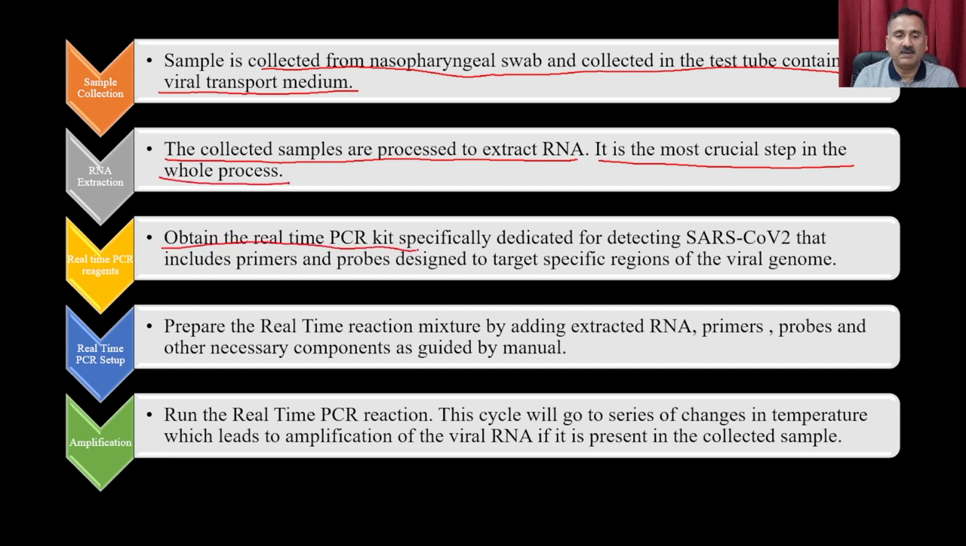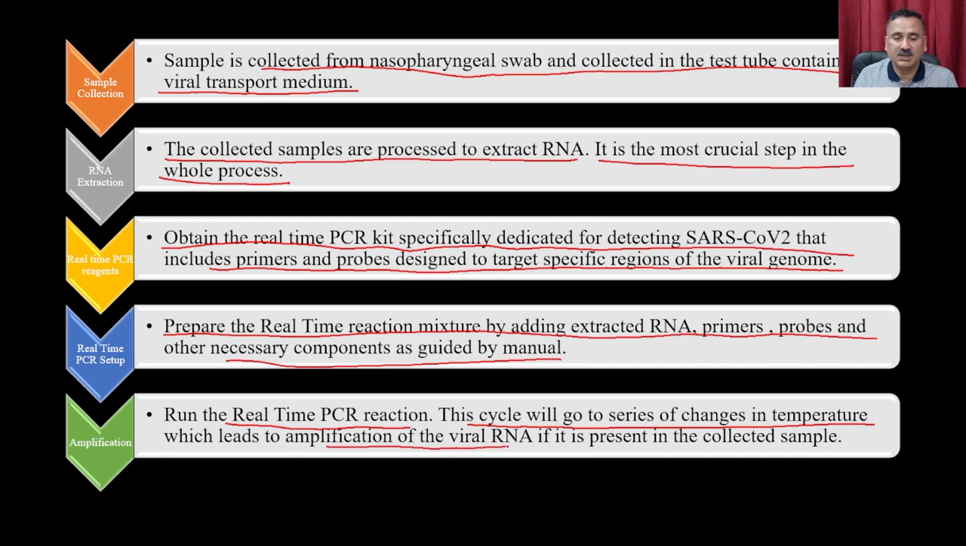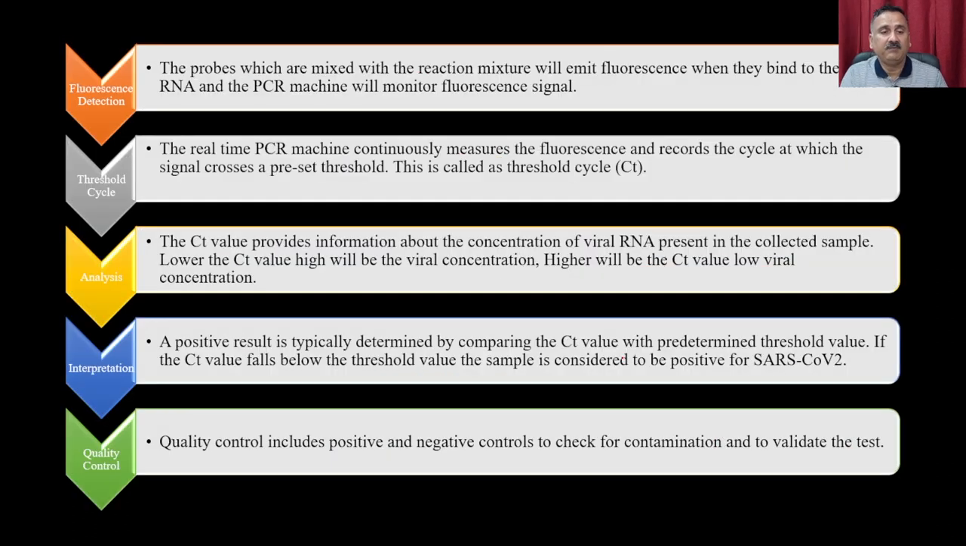Then obtain the real-time PCR kit specifically dedicated to detecting SARS-CoV-2, which includes the primer and a probe designed to target a specific region of the viral genome. Then prepare the real-time PCR mixture by adding the extracted RNA, primer, probes, and other necessary components as guided by the manual. Then run the real-time PCR. The cycle goes through a series of temperature changes which lead to the amplification of the viral RNA present in the collected sample, and the probe mixed with the reaction mixture will emit fluorescence when it binds to the viral RNA, and the PCR machine will monitor the fluorescence signal.